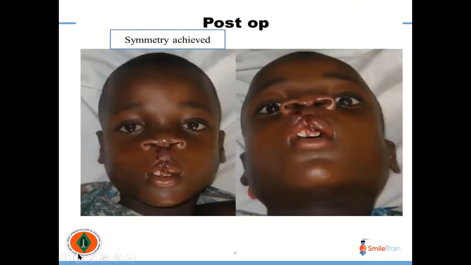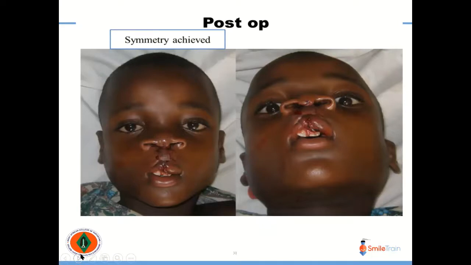Next. So in the ward, next please. Yes, you can see the face and the worm's eye view, and then the before. Yes, this is the face and then the worm's eye view. So you can see the symmetry of the nostrils, the alignment of the columella, the tubercle that has been formed.